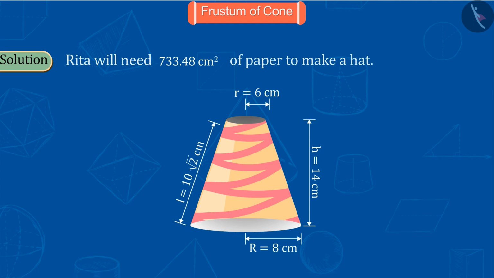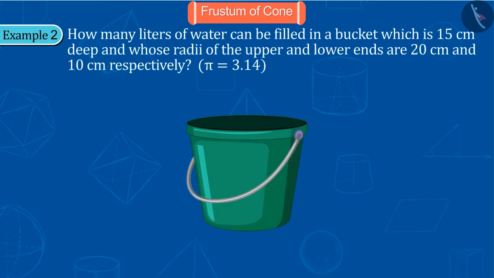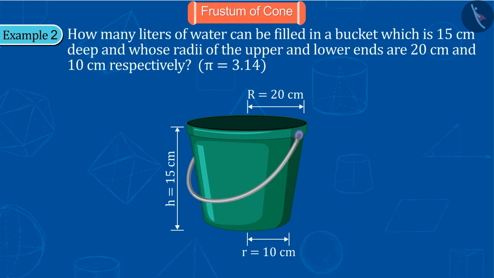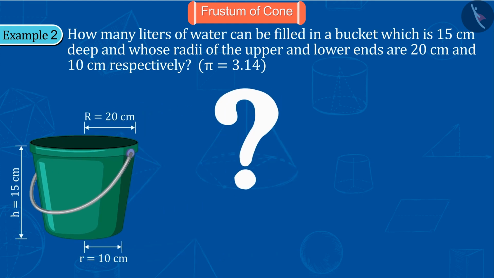Let's see another example. A bucket is 15 centimeters deep and the radius of the upper and the lower portion of it is 20 centimeters and 10 centimeters respectively. How much water will it hold? From the question, we know that the radius of the top of the bucket is 20 centimeters and that of the bottom is 10 centimeters, with the depth 15 centimeters. Also in this question, the value of pi is given as 3.14.